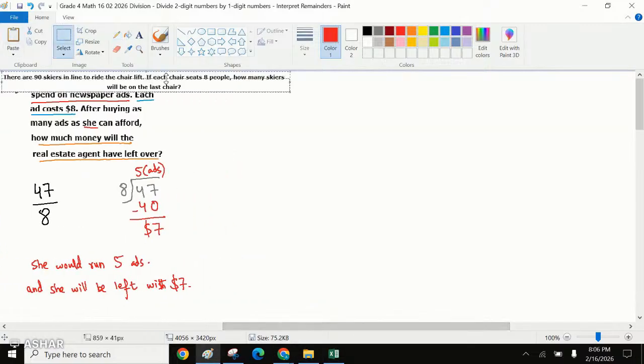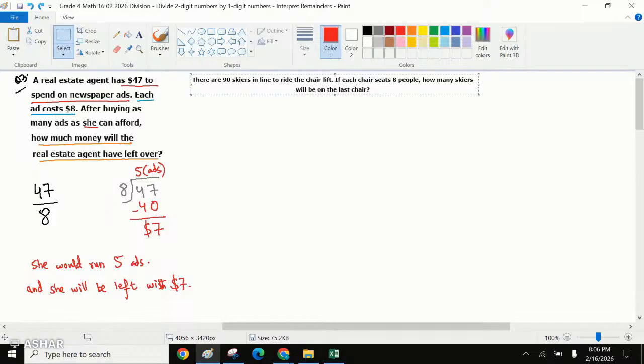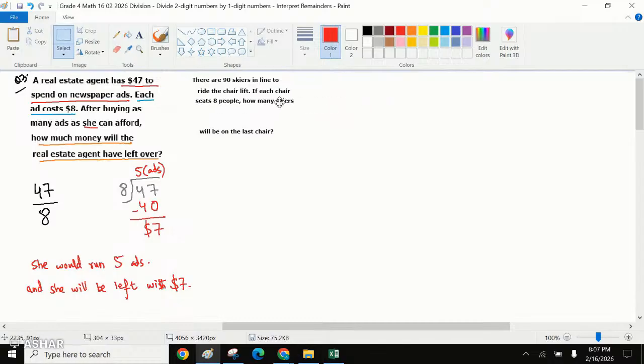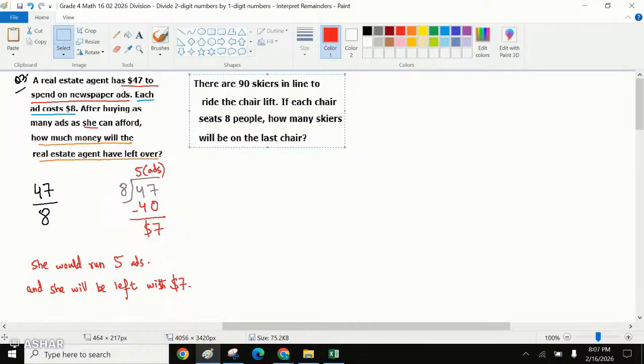For the next question, if 90 people want to ski in a chairlift, if each chair has 8 seats. Okay, let's see. Let's try to draw this and have a better understanding. If there are 90 people skiing or riding the chairlift, right? If each chair can have 8 people on it, right?